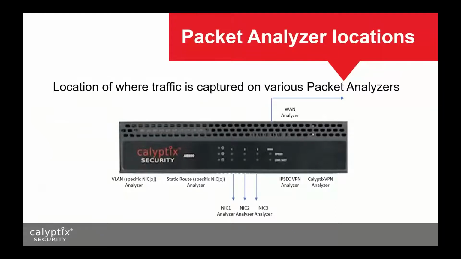To help you understand, here's a visual representation of all the different networks, the physical ones, NIC1, NIC2, and NIC3, and the virtual ones. So in this way, a VLAN, a static route, an IPsec, or a Calyptix VPN act very much like regular networks. So it's easy to break down each of these interfaces to see what exactly is happening.